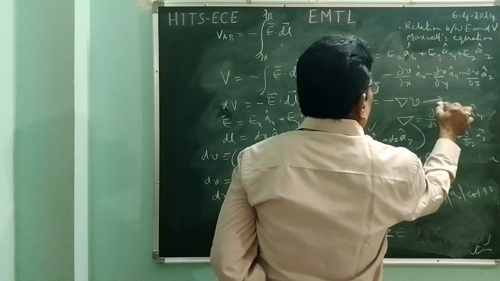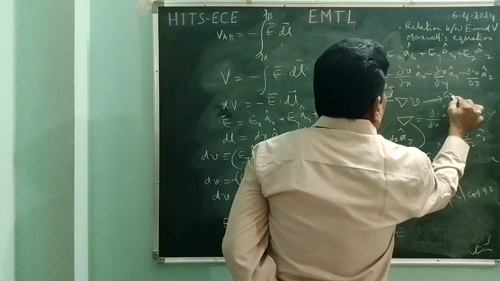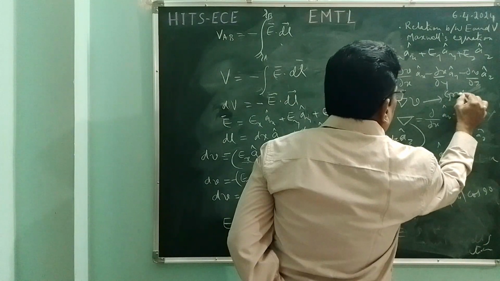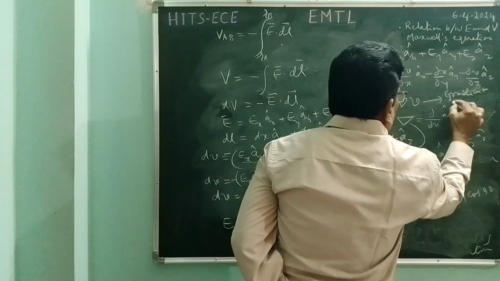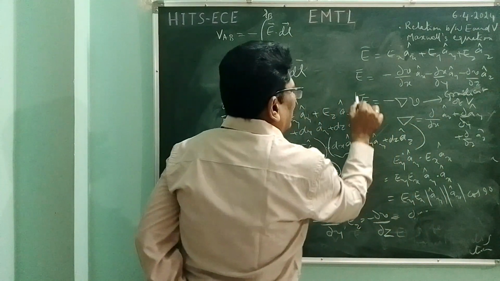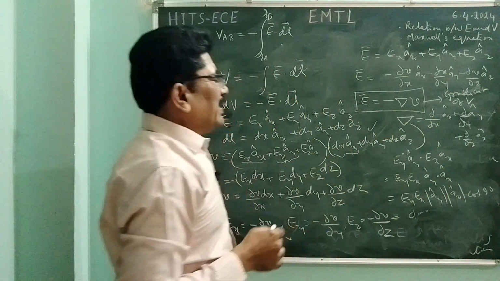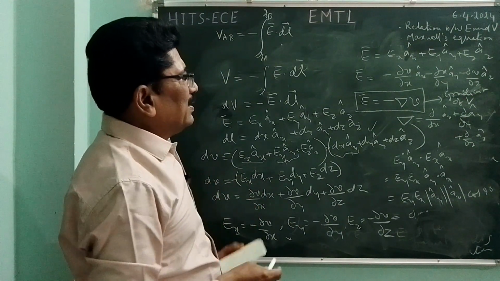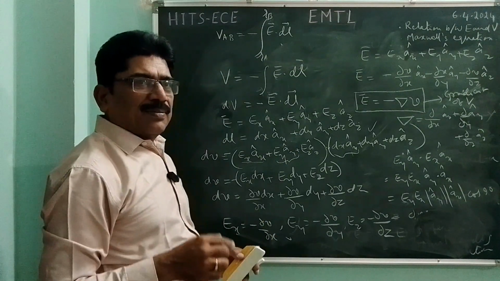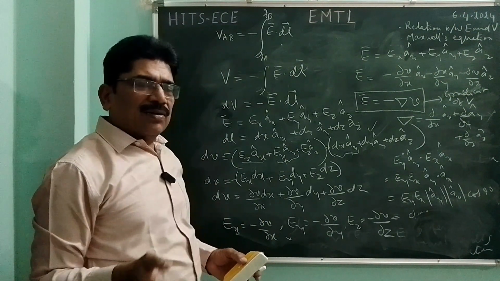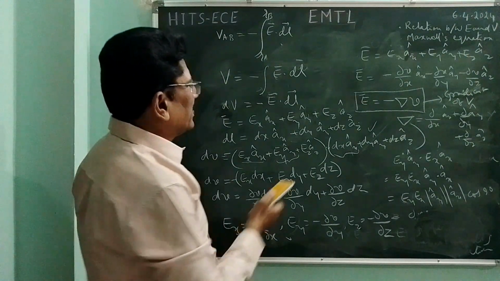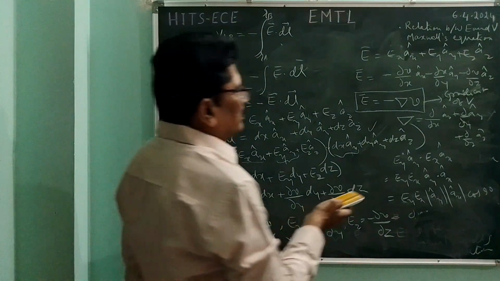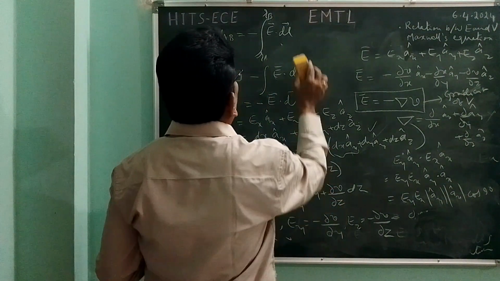So this is called the gradient of V. So finally we got the relation between E and V, where this vector E is equal to minus del V. That is the relation. Okay, it depends on the coordinate systems. It can be rectangular coordinate system, it can be cylindrical coordinate system, or it can be spherical coordinate system. Okay, we have just derived for the rectangular coordinate system. Now we'll see about the cylindrical or spherical.